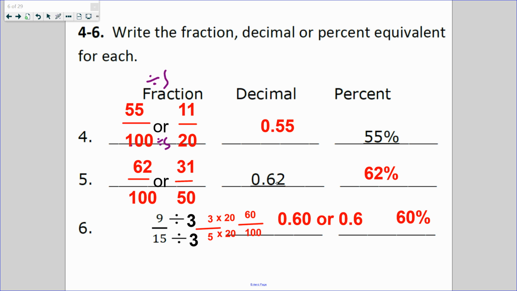Next one, 62 hundredths, which is right here, which is 62%. You could leave it at 62/100, but you could divide by 2, divide by 2, and get 31/50. And the last one is 9/15. How can I build this to 100%? Divide by 3, you get 3/5. And how can I build 5 to 100%? Times 20, and I get 60/100 or 60%. If you wrote 6/10, it's the same thing as saying 60/100, because 6 groups of 10 is 60 hundredths.